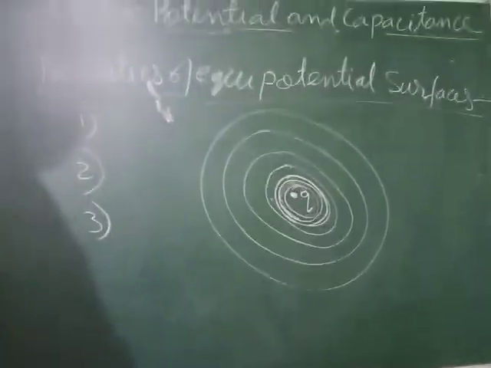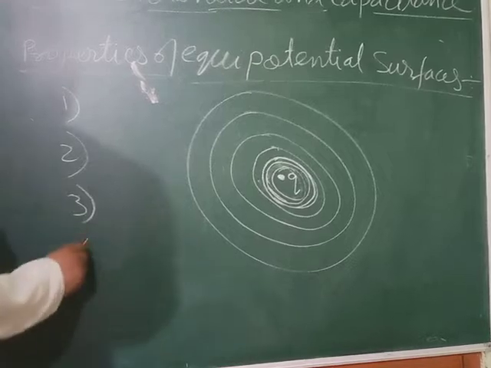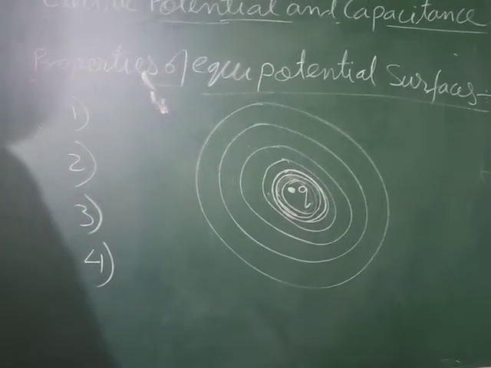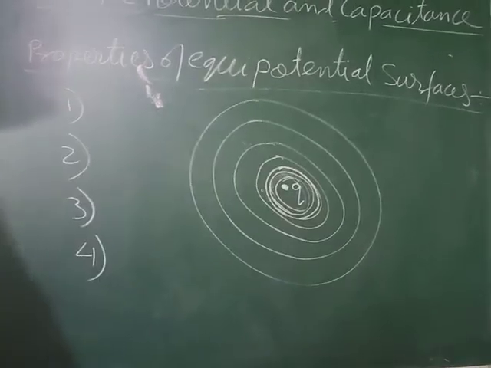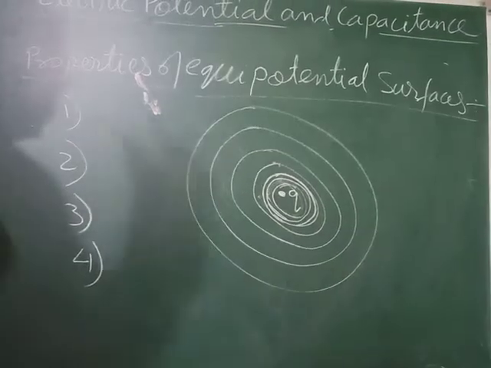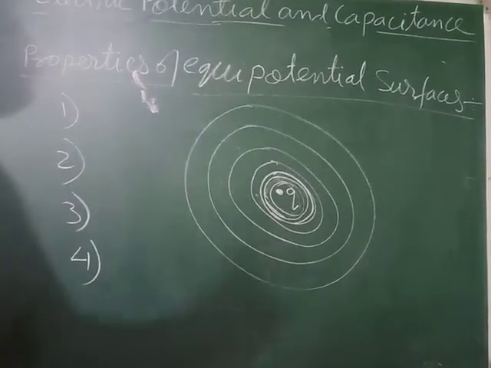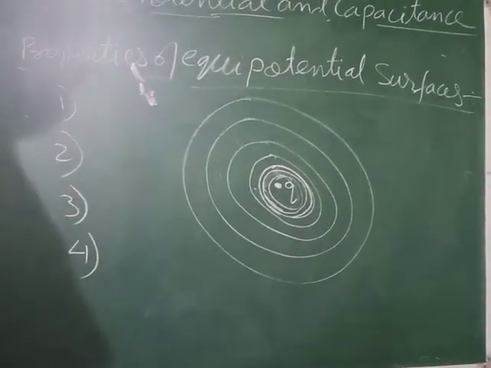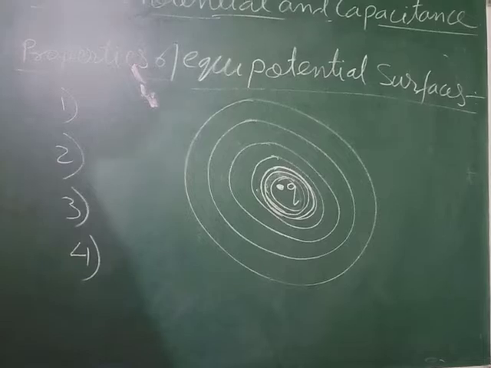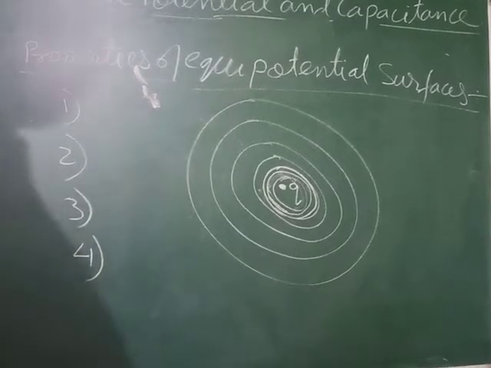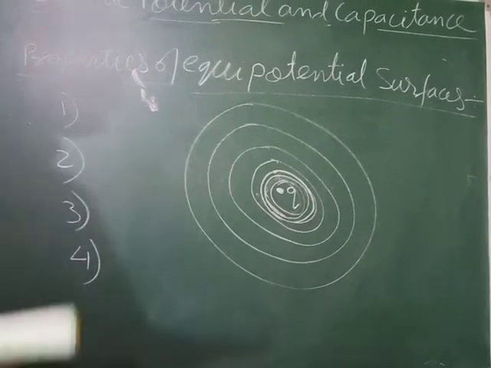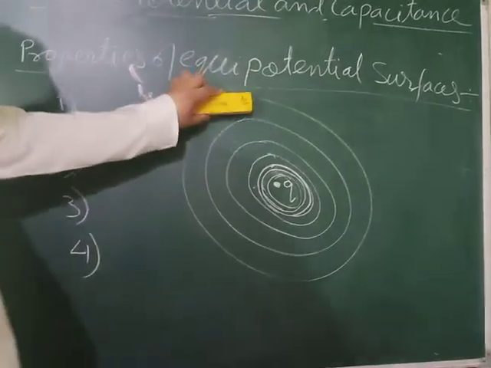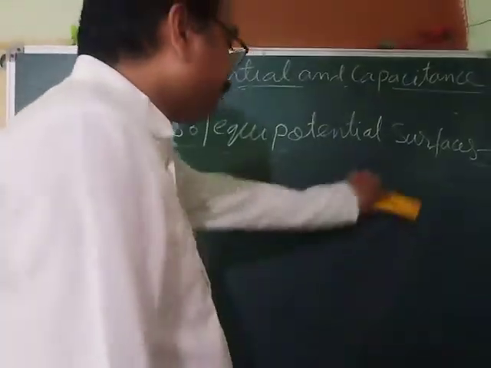Now we can go to the next, the fourth point. Write the fourth property. Start writing: no two equipotential surfaces can intersect each other. Now see, why can they not intersect each other?